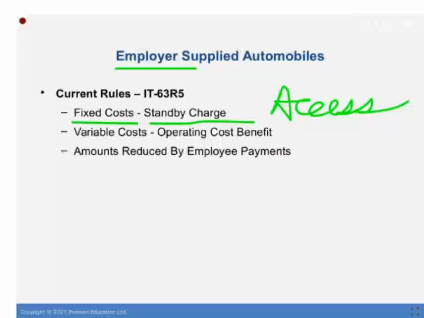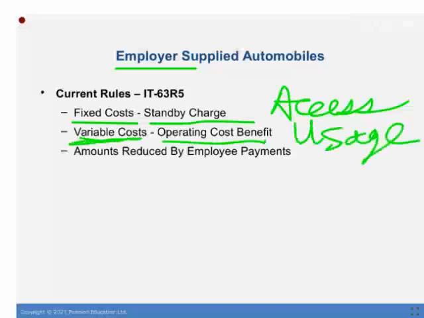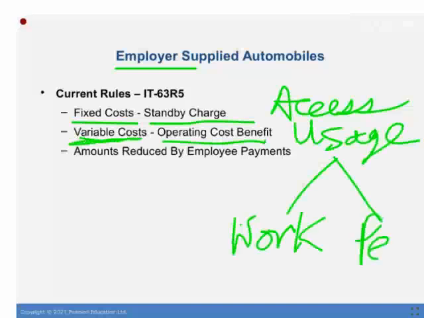Your employer has given you the vehicle. Then the second component is going to be a variable cost, an operating cost benefit. This one is for the usage. How much did you drive it? And what's the breakdown, work or business versus personal?